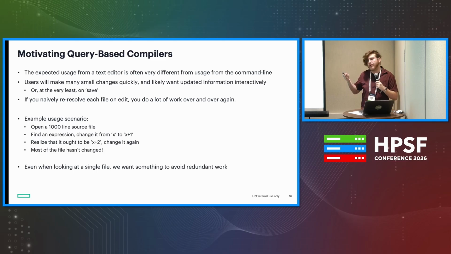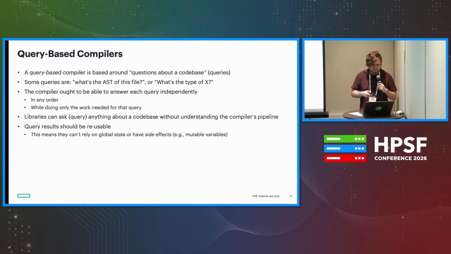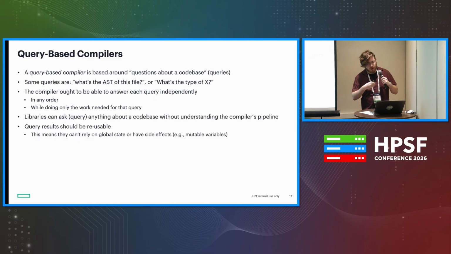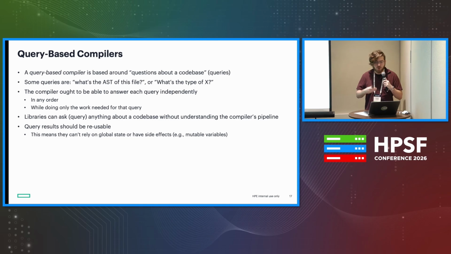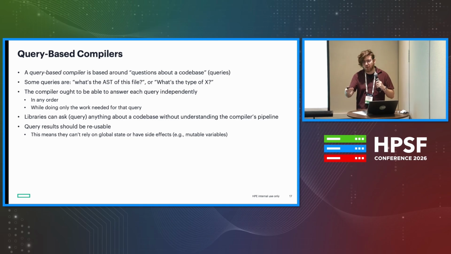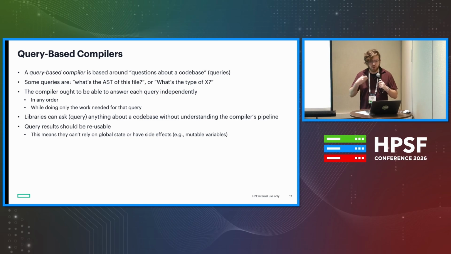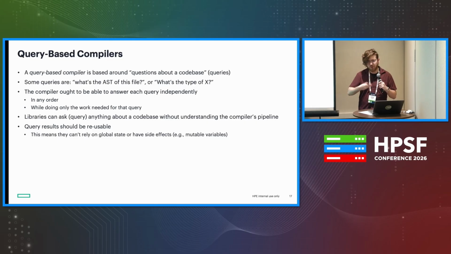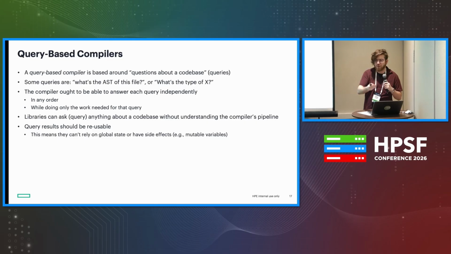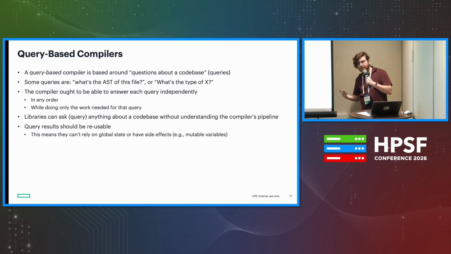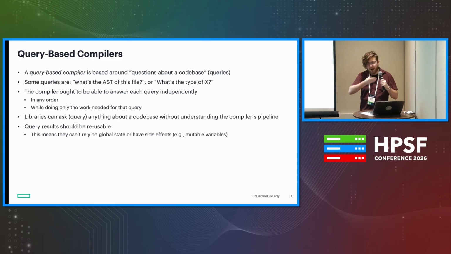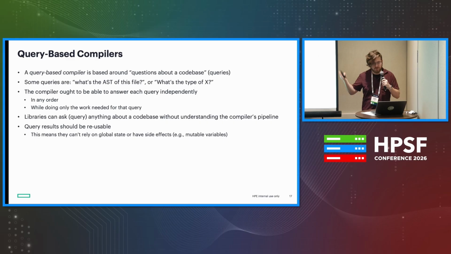The query-based compiler is an architecture that the Dyno compiler frontend opted for that enables this. The idea is to ask questions about a code base. Say, what is the AST of this file? Or what's the type of the variable x? And the compiler ought to be able to answer these questions in any order that you ask them and independently, but also at the same time reuse the results where possible. So that if you hover over a variable, you can get its type. You can hover over another variable, get its type. And there's no whole pipeline that you have to go through to get all this information in a big chunk.